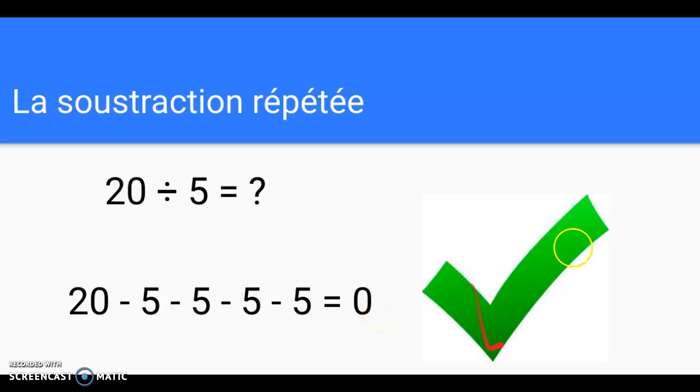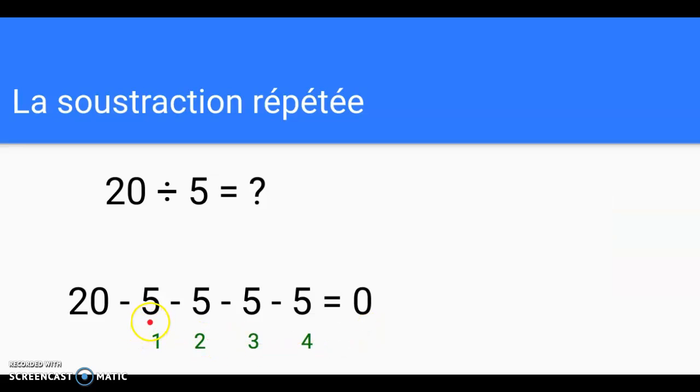So that's where we want to be. We want to have 0 at the end. And if we count, we subtracted 5 4 times. So that means that 20 divided by 5 equals 4. Let's look at another example.